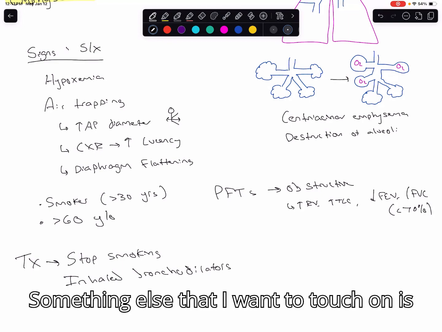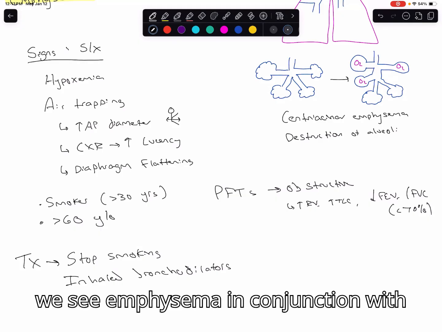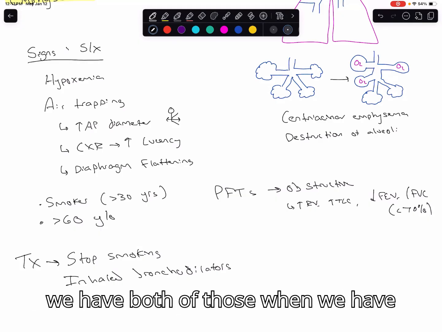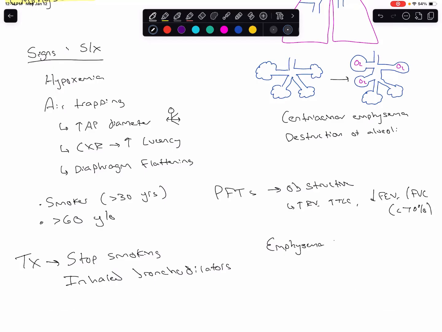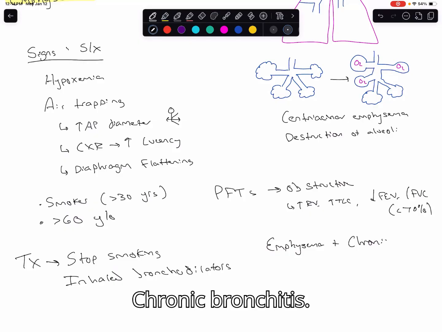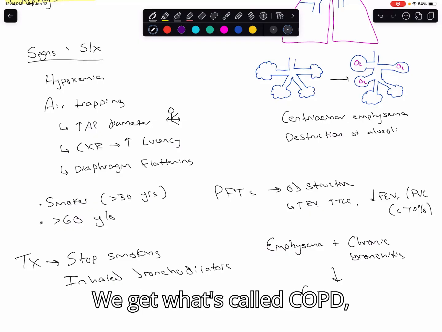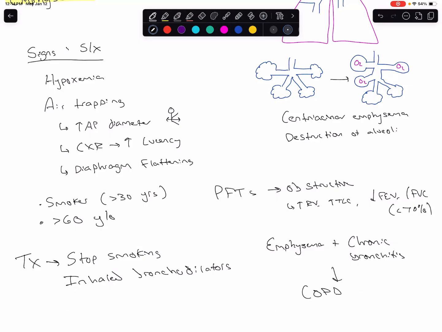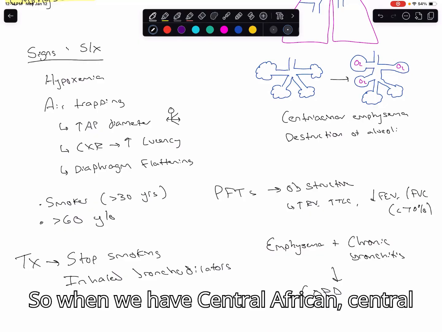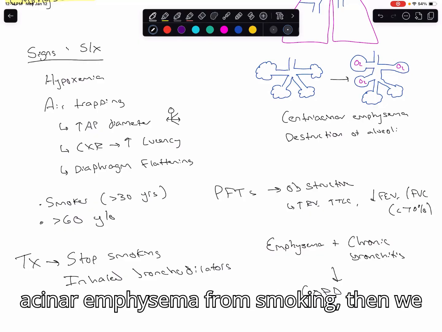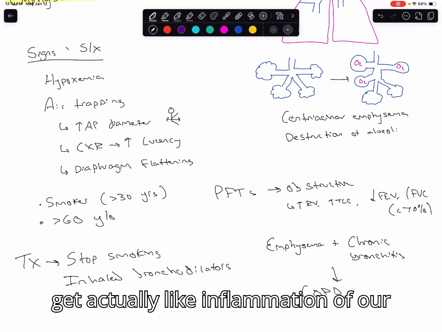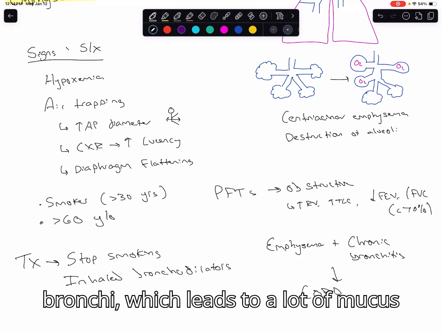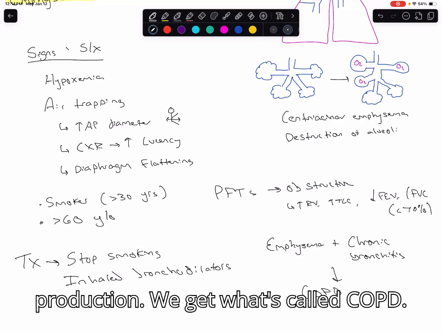Something else that I want to touch on is we see emphysema in conjunction with another disease, chronic bronchitis. When we have both of those, emphysema plus chronic bronchitis, we get what's called COPD, chronic obstructive pulmonary disease. So when we have centroacinar emphysema from smoking, then we also get inflammation of our bronchi, which leads to a lot of mucus production. We get what's called COPD.